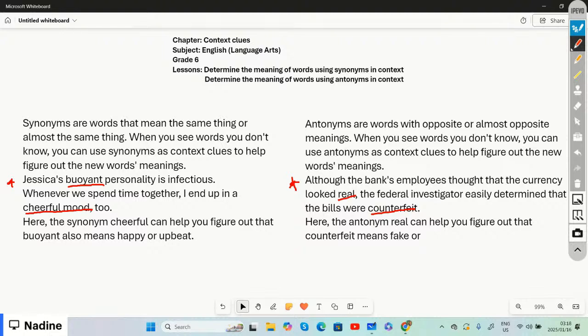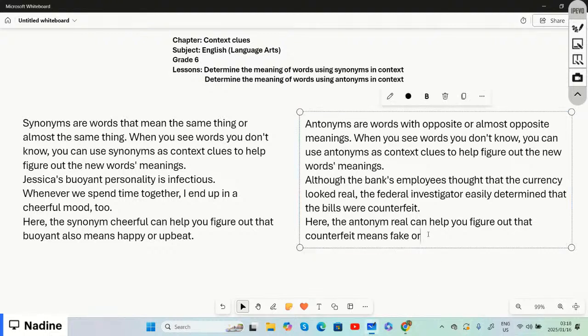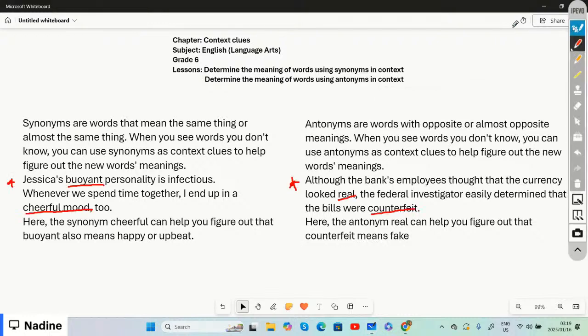And if you look at that word, remember opposite, antonyms? It says here the antonym real. So the word real can help you to figure out that counterfeit actually means fake, right? Counterfeit means fake. So that is basically context clues. It's where you look at certain words, whether it is words with the same meaning or words with the opposite meaning, to try and figure out the new words' meaning.